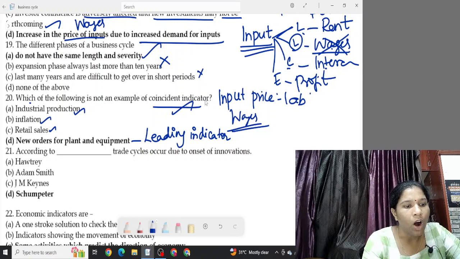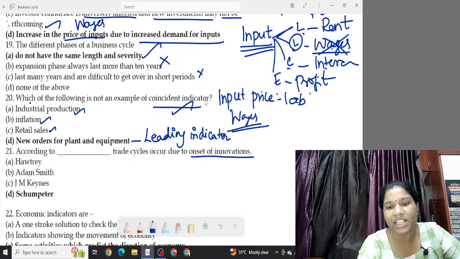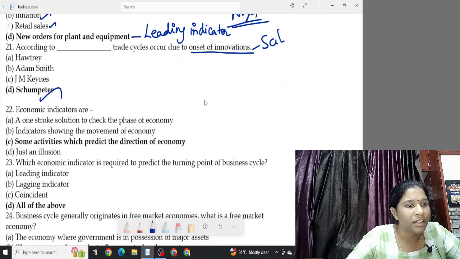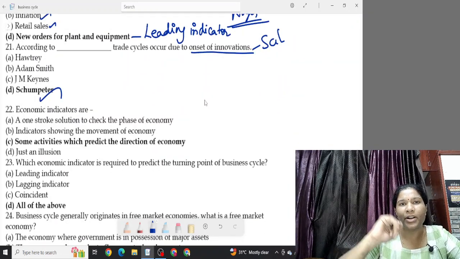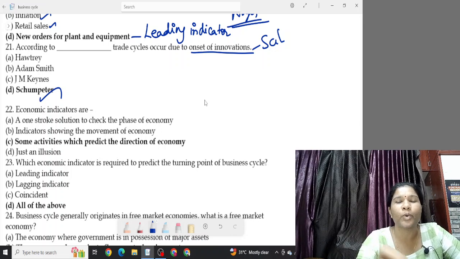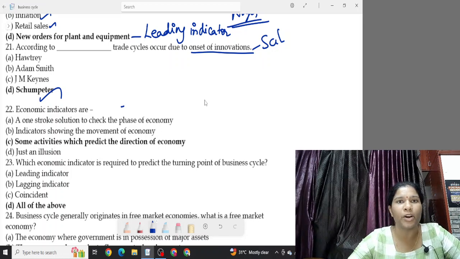The next one. According to Dash, trade cycles occur due to onset of innovation. Innovation means computer only, there is no other doubt. And for this, you have to read those four points I've told you. According to Hawtrey, what is business cycle? According to Schumpeter, and we have written those four points, you have to remember.